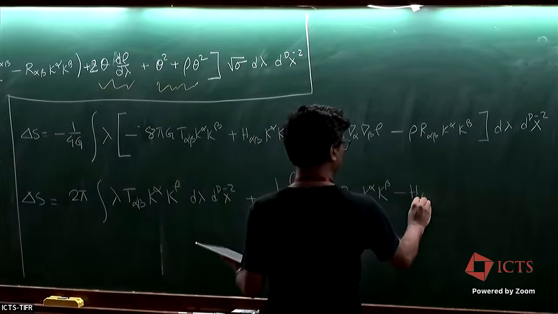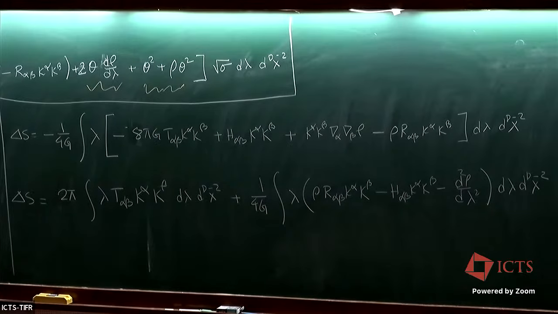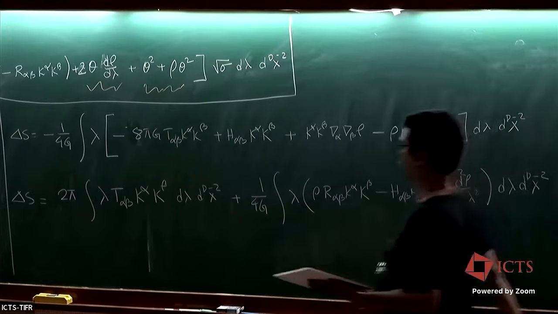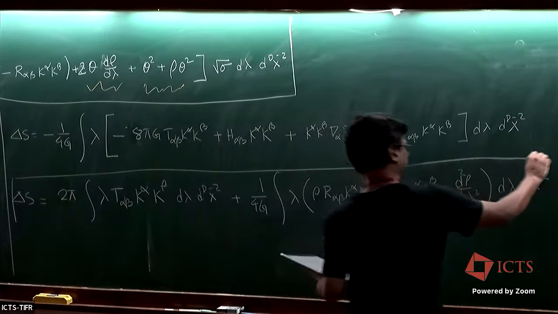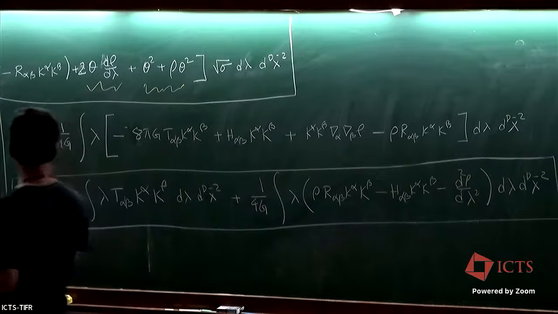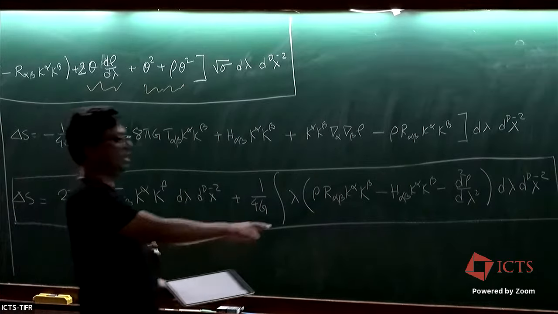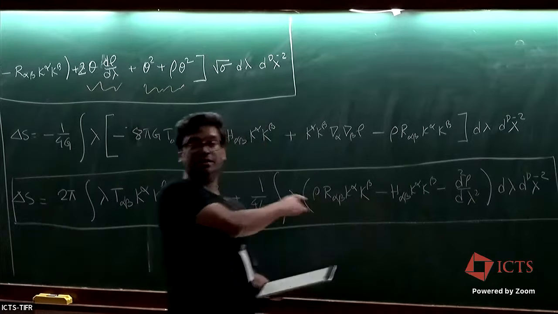This is true for any arbitrary theory where the correction to the H alpha beta equation of motion is given by H alpha beta and the correction to entropy is given by rho. Okay, clear? This is true for any theory, as long as the equation of motion correction is given by H alpha beta and the entropy correction is given by just this one.